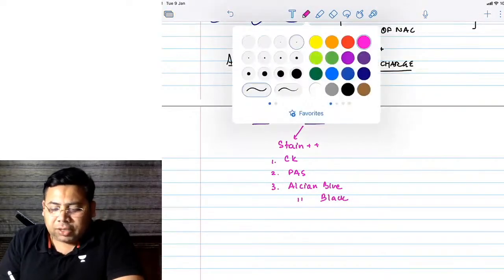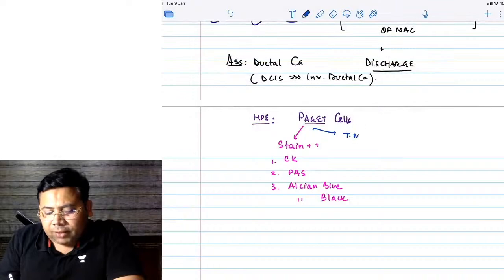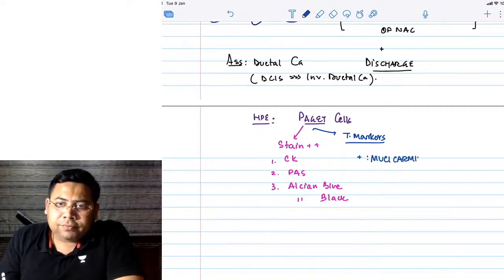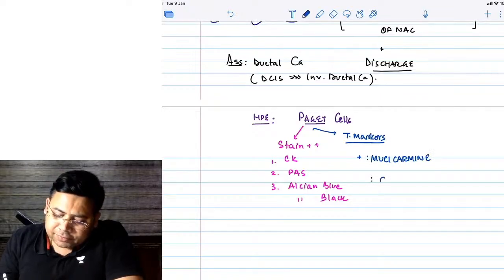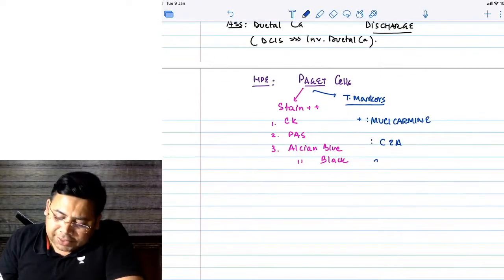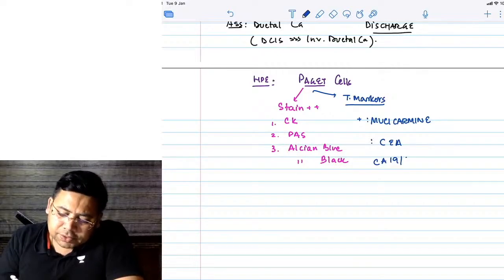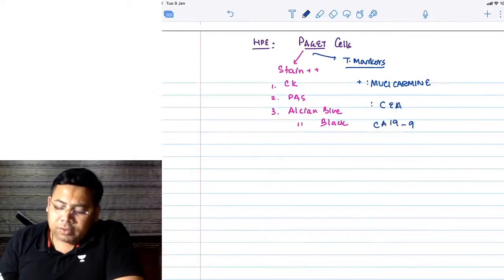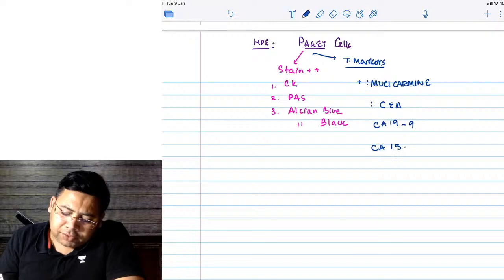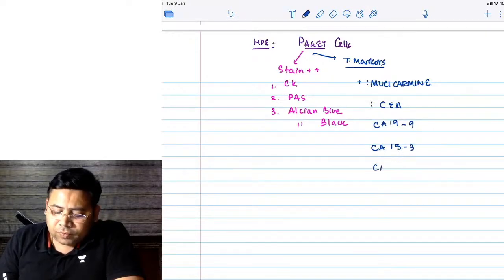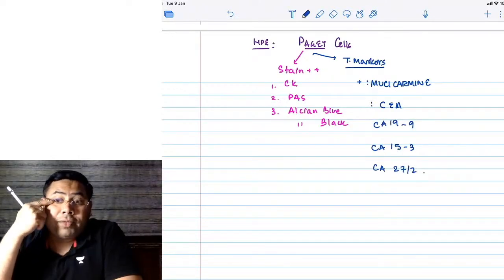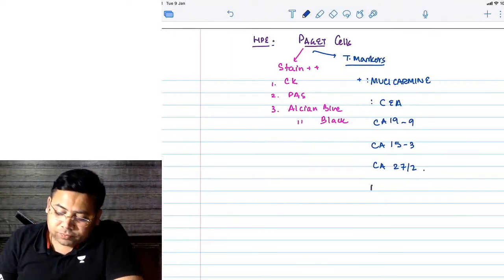What are the other tumor markers? Students, they are positive for mucicarmine, then CEA, CA 19-9. What else, students? CA 15-3 or CA 27.29. Yeah, they're all very, very important. Apart from that, there are some new ones also, mammaglobin.